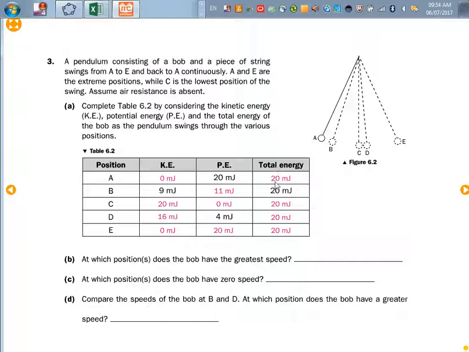So we can see that total energy again will be constant, 20 millijoules, because of the principle of conservation of energy, and we assume that there are no losses due to friction, air resistance, and so on. Based on all these, similar to the previous page, we are able to fill in all the other blanks. Just make sure they all add up to be 20 millijoules. Everything correct?